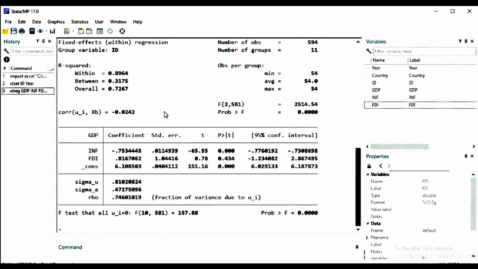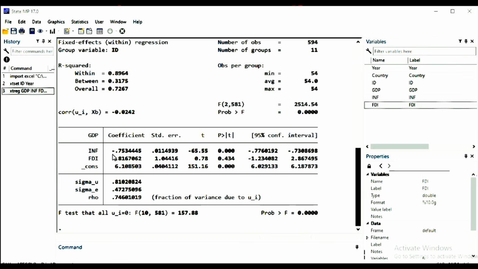Another important component of these results is the coefficient of determination. Here, the most important coefficient of determination in fixed effects estimation is the within R-squared, that is 0.8964, which implies that about 89.64% of the within country variation in GDP is explained by inflation and FDI, which is clearly a very high explanatory power.